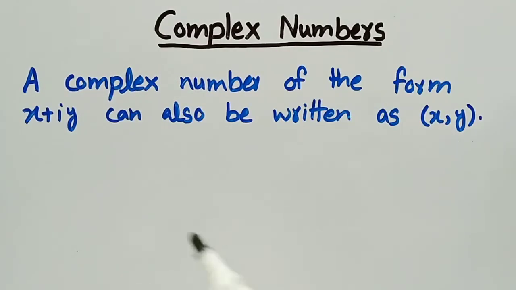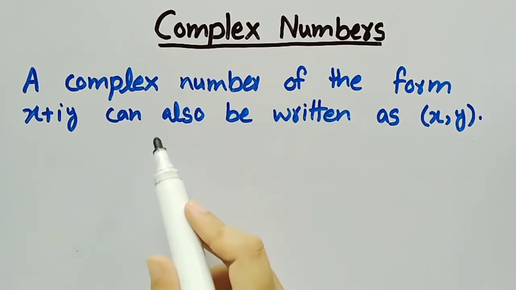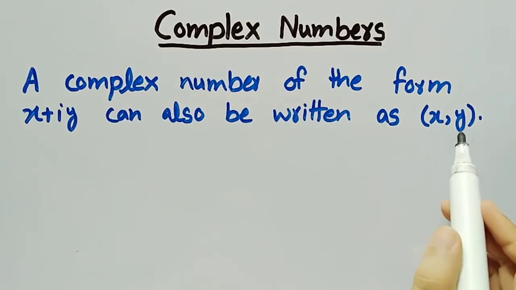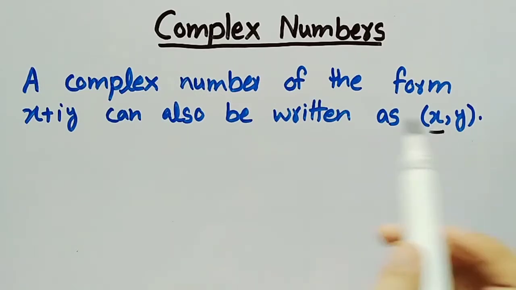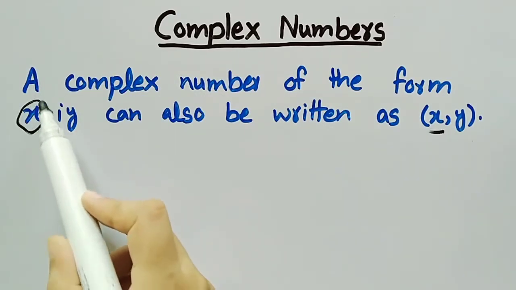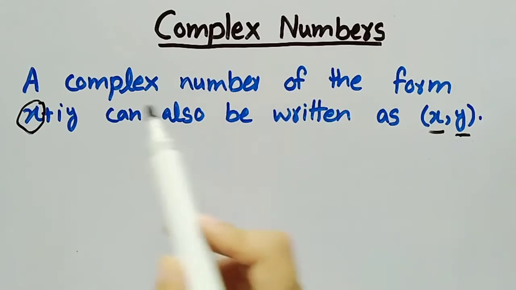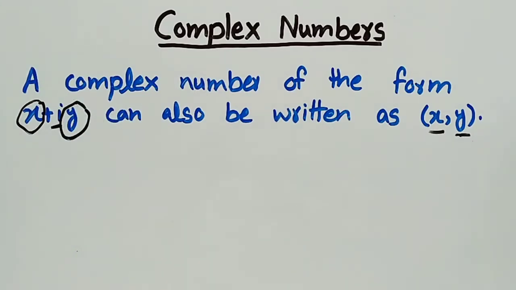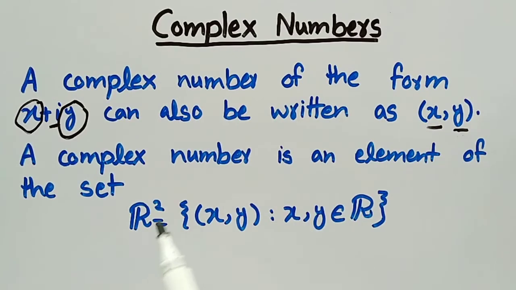A complex number of the form x plus iota y can also be written as the ordered pair (x, y), where x represents the real number without the imaginary part and y represents the real number with the imaginary part. A complex number is an element of the set R2, which contains all the complex numbers where x and y belong to real numbers.